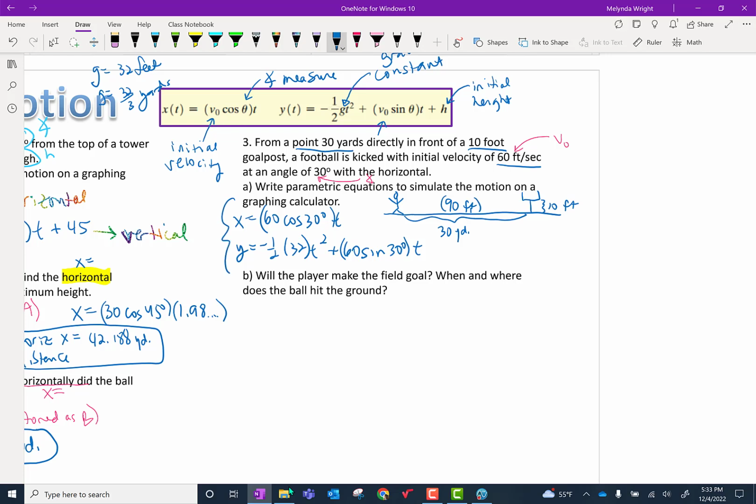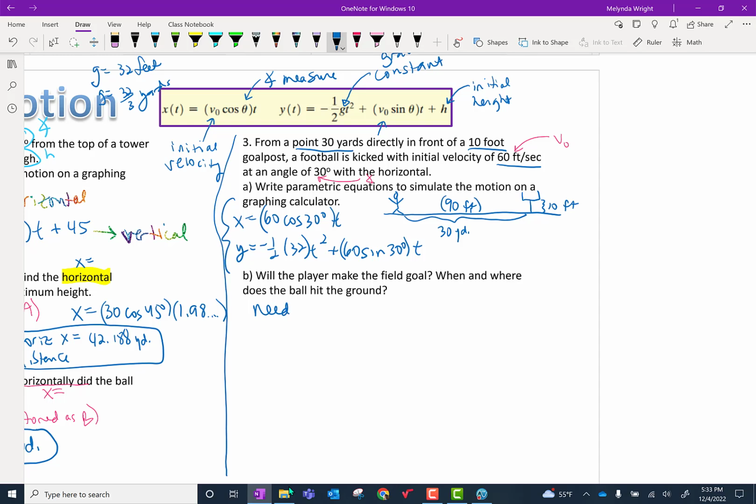Okay, so I'm hoping that we're kind of comfortable with the calculator right now, so I'm not going to go back and show all the calculator input, hopefully if that's okay with you. I'm just going to talk through what you would put in your calculator. So it wants to know if the player will make the field goal, and when and where does the ball hit the ground.